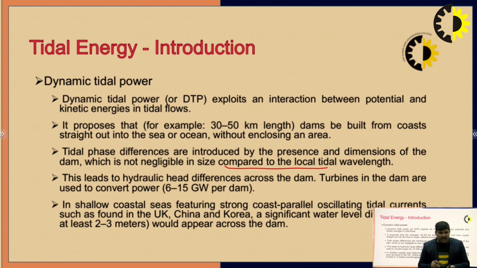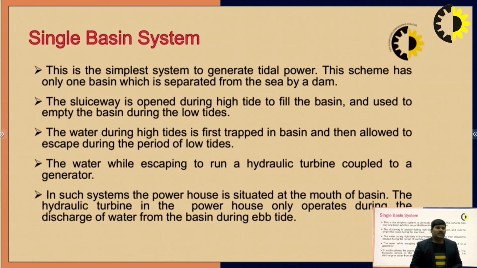This leads to a hydraulic head difference across the dam, and turbines in the dam are used to convert the power, 6 to 15 gigawatts per dam. It suits shallow coastal seas featuring strong coast-parallel oscillating tidal currents, such as those found in the UK. So this is the dynamic type of tidal power energy.